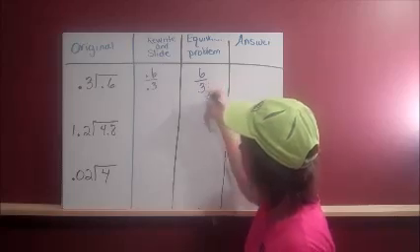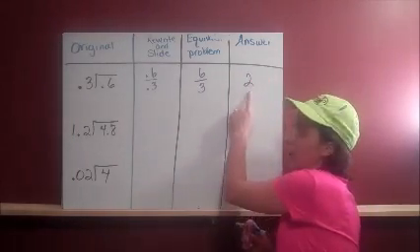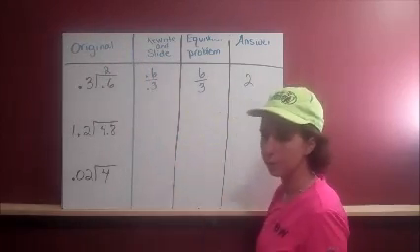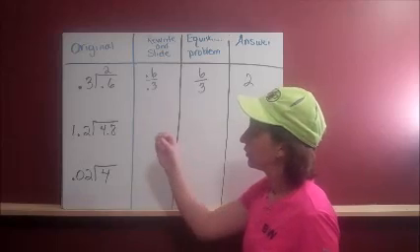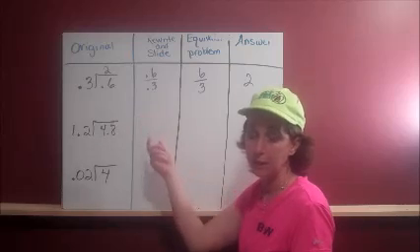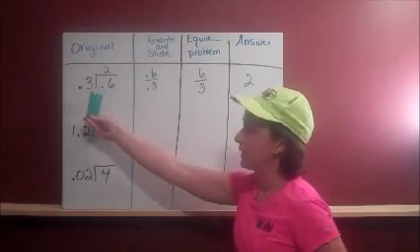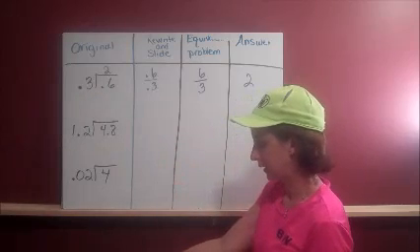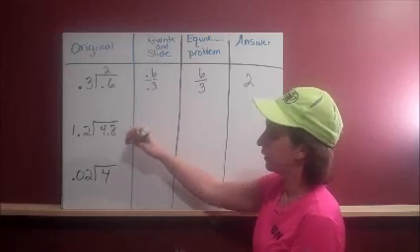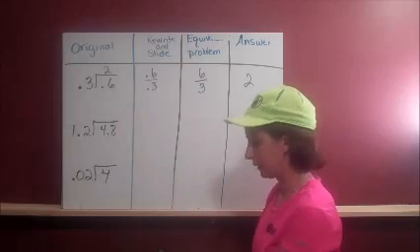6 divided by 3. The answer is 2. This answer is always the same to this problem. That means that 2 sets of 3/10 fit in 6/10. Let's look at this with place value blocks. This question says, how many of these fit in this? Well, there are 2 groups of 3/10 in 6/10.